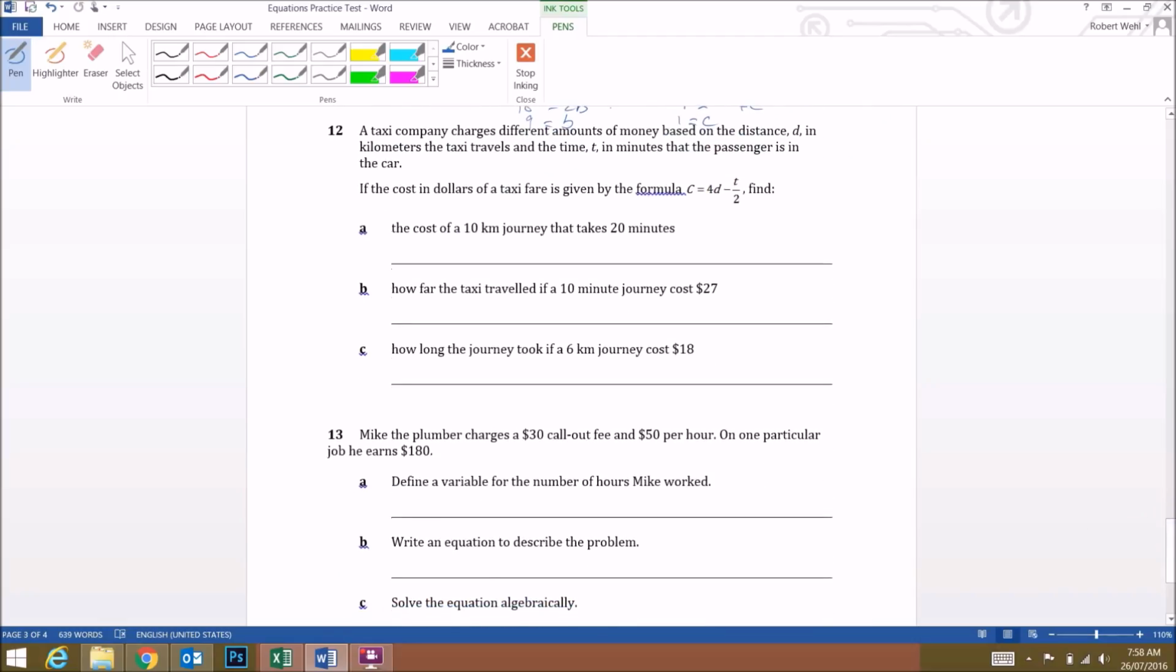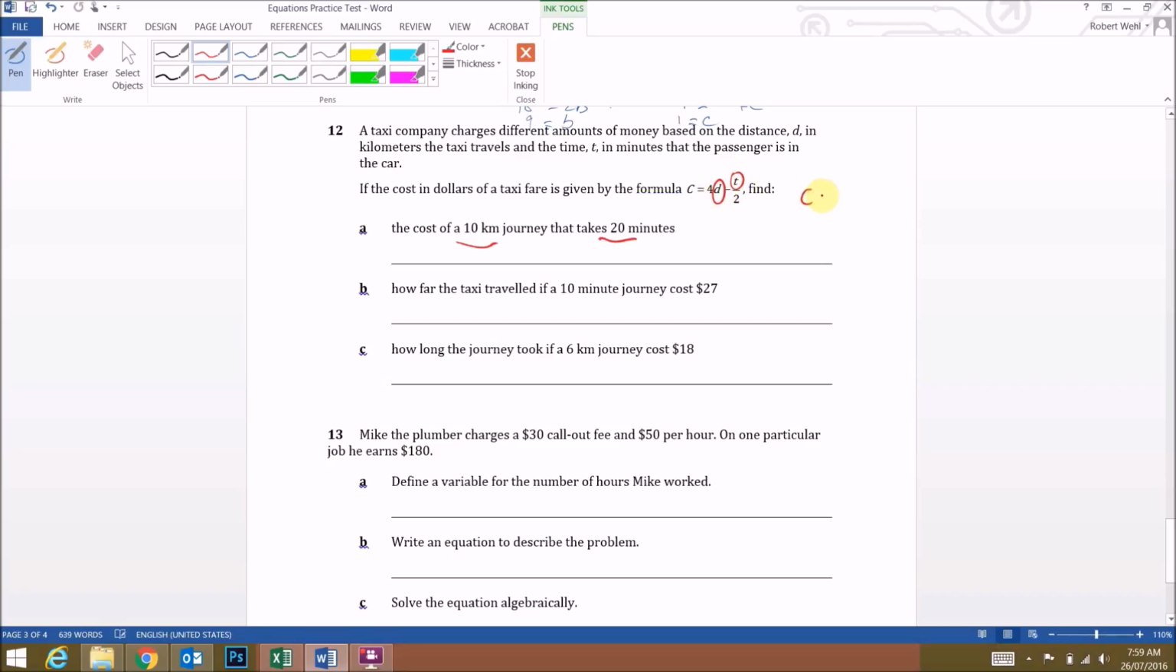12. A taxi company charges different amounts of money based on distance in kilometres the taxi travels and the time in minutes that the passenger is in the car. If the cost in dollars of a taxi fare is given by the formula C equals 4D minus T over 2, find the cost of the journey if it takes 20 minutes. So you just rewrite the formula here. So what's the cost of the journey if it went for 10 kilometres and it took 20 minutes?